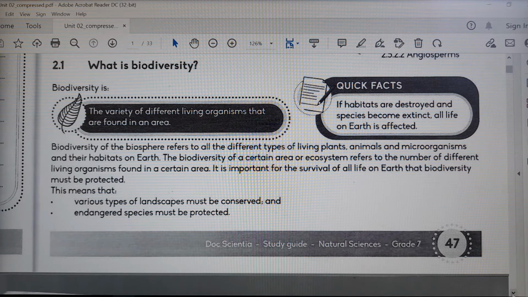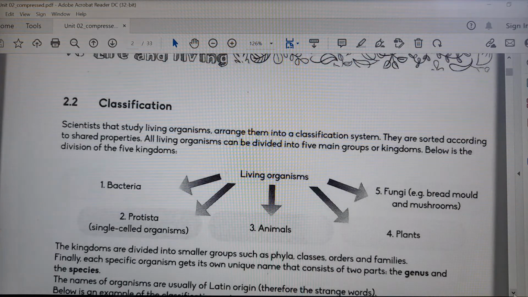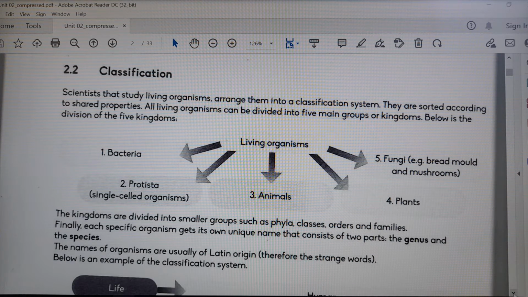And let's go to our next page. We started from our textbook page 47. Now we are going to the next page, which is page 48. I hope you are able to see this clearly. Now we are going to classification under biodiversity. Scientists that study living organisms arrange them into a classification system. They are sorted according to their shared properties.